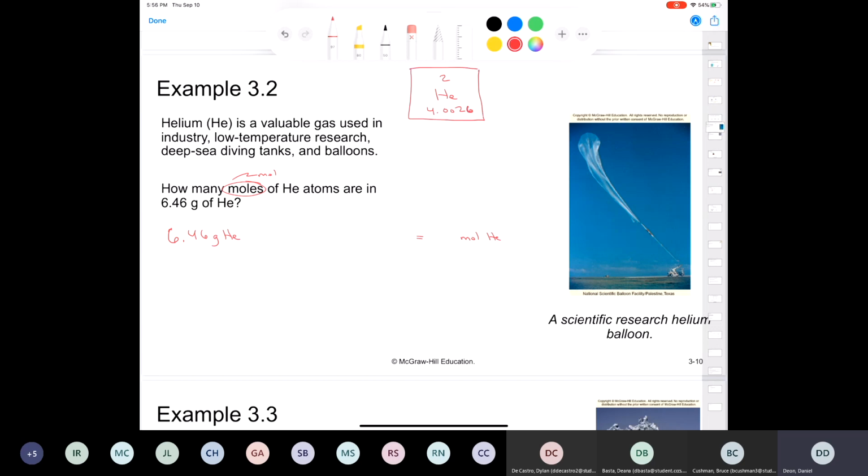Now, what is the significance of this number? What this number tells us is that we have 4.0026 grams of helium in what? 1 mole of helium. Look where we're trying to get to. We're trying to get to moles of helium, and we've got grams of helium. That sounds like a plan to me, right? Because if we set this up so that we put grams of helium in the denominator and moles of helium in the numerator, looky, I'm going to use this conversion factor right here, and I'm going to slap it in here.